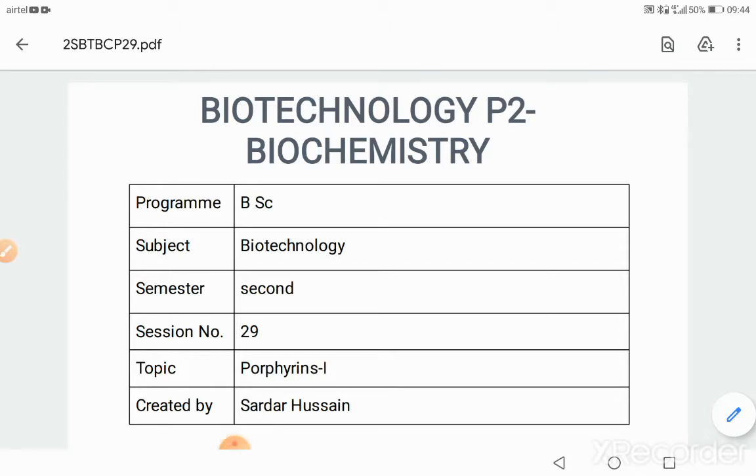Today we will be discussing a very small topic, porphyrin, in which we'll be looking into the properties of porphyrin with one example.